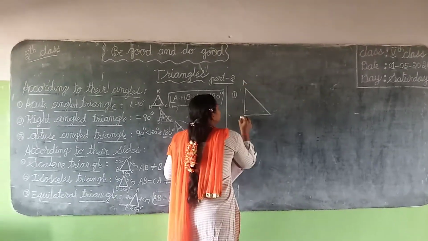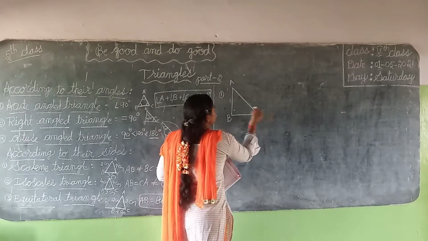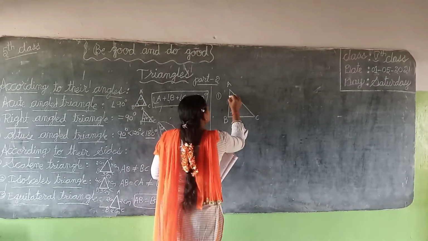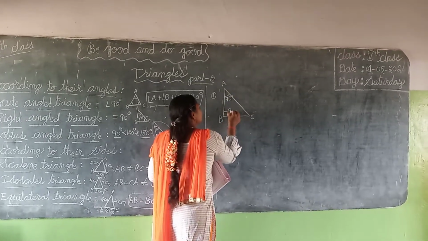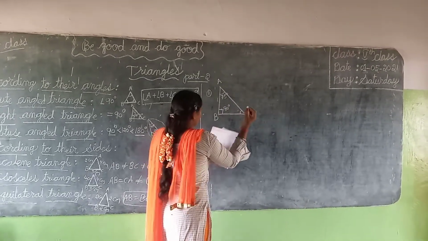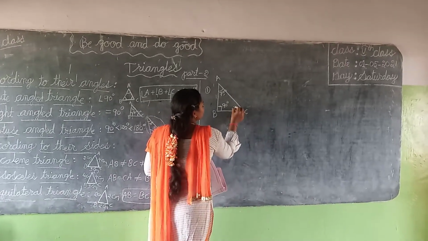So, write this: vertices A, B, and C. So, what is the angle? Angle A is equal to 75 degrees, angle B is equal to 90 degrees, and angle C is equal to 25 degrees.